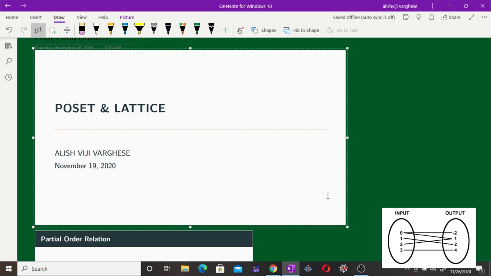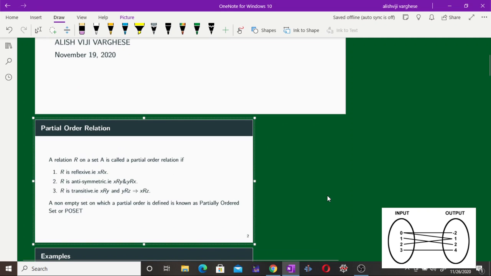Today in this section we are going to discuss partial order sets, partial order relations and lattices. So we start with the definition of partial order relation. A relation on a set is called a partial order relation if the relation is reflexive, antisymmetric, and transitive.